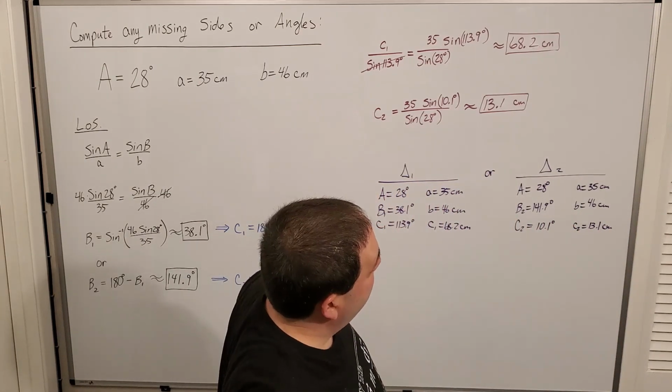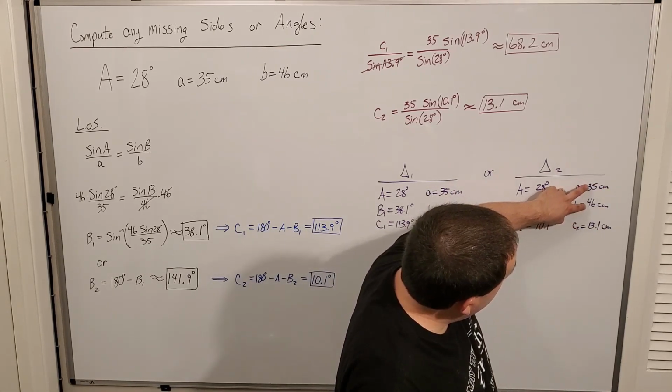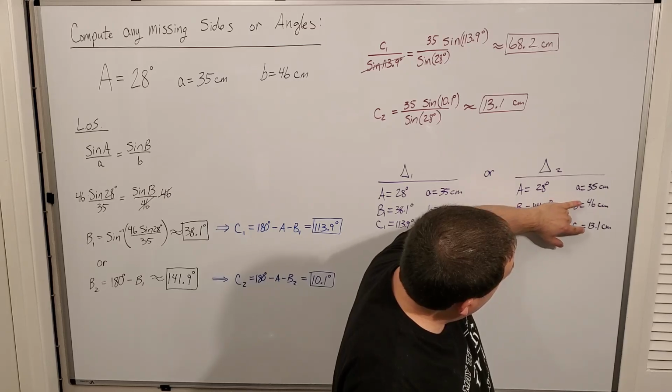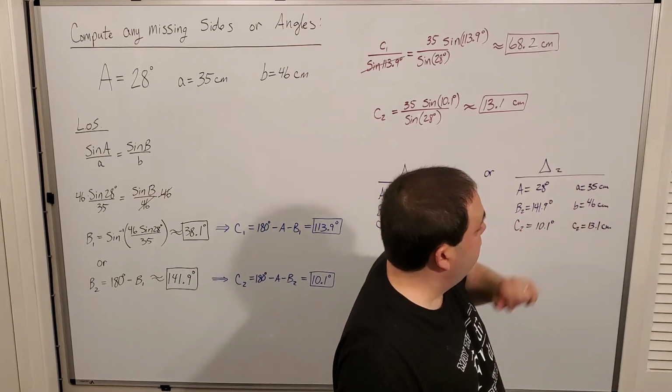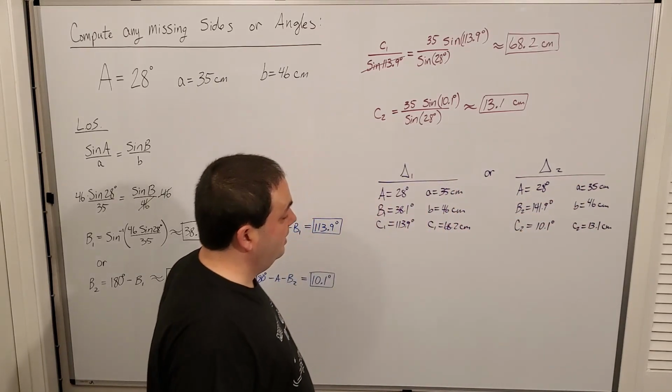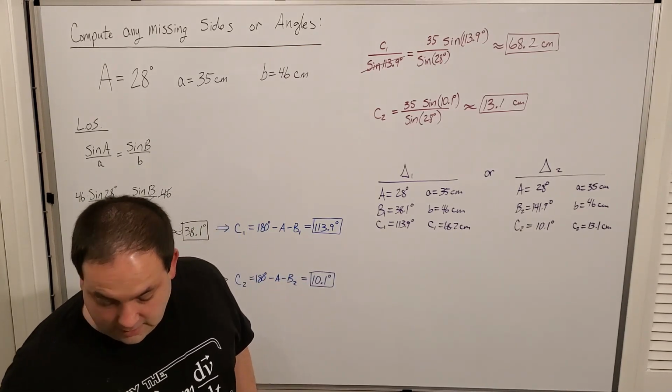Again, notice that this does obey the triangle inequality, right? These two add up to be more than 13. These two add up to be more than 35. And 35 and 13 would add up to be 48, just barely big enough to be bigger than the 46. So that also works with the triangle inequality, okay?